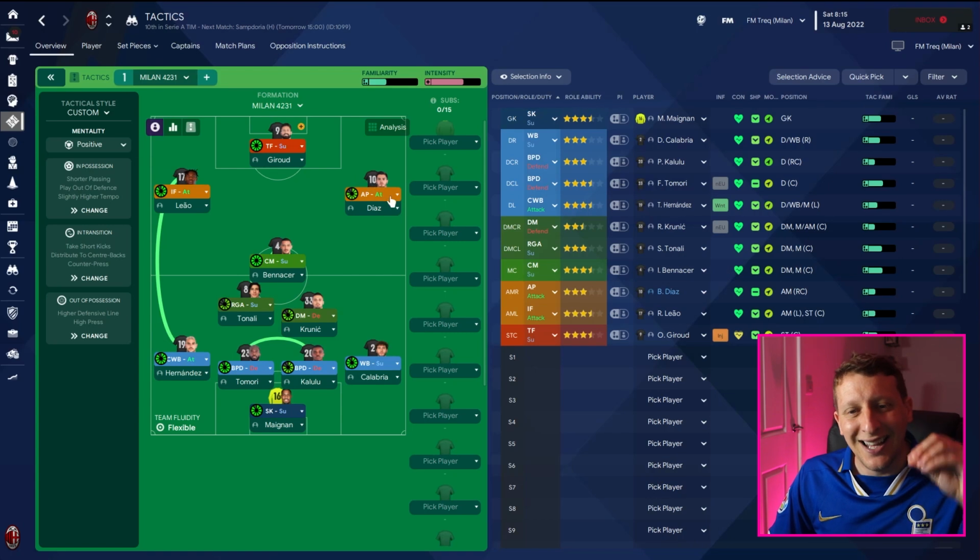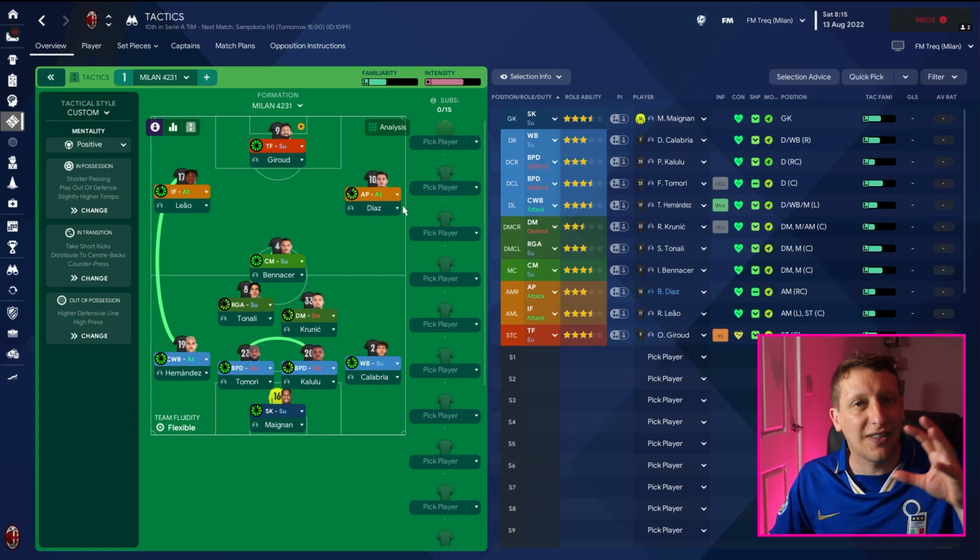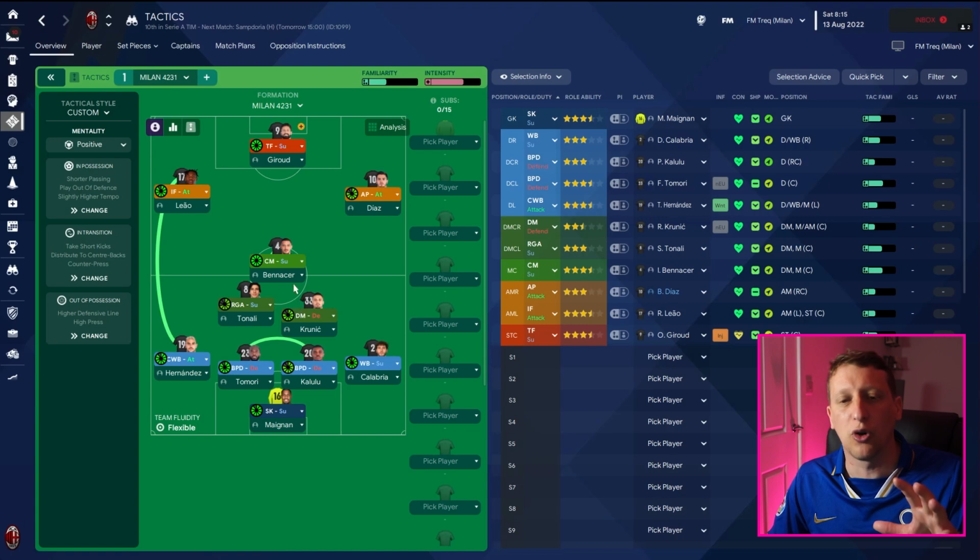In particular, Diaz normally plays as a 10, but in these European games, and these bigger games in the league as well, he's started out on this right-hand side, and they've played with more of a general midfield three, including Bennacer, Tonali and Krunic.